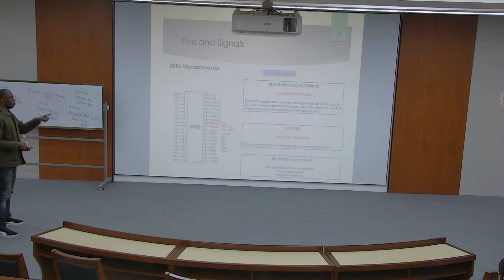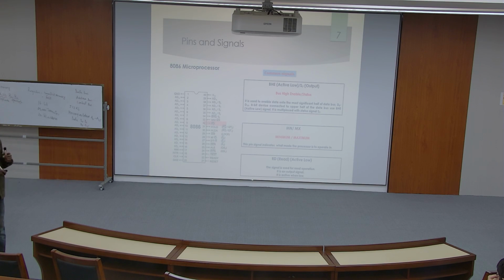Now we have the MN/MX pin, which is pin number 33. This pin is very important to indicate which mode the processor operates in. Pin number 33, which is MN/MX, is there to indicate in which mode our 8086 microprocessor has to work.